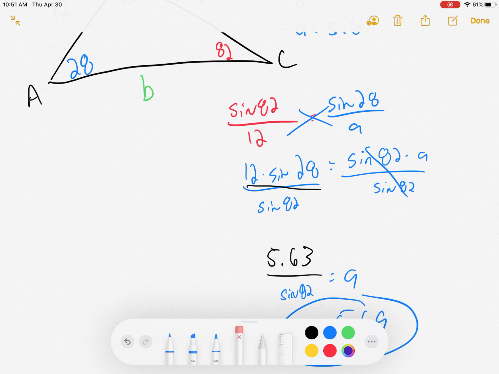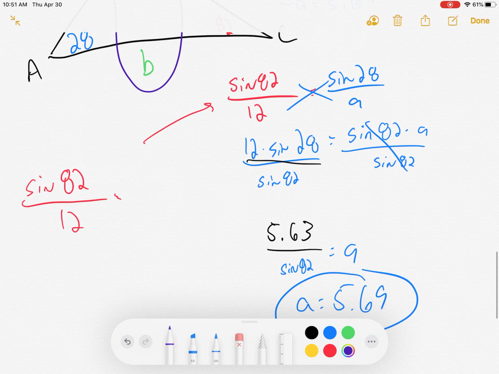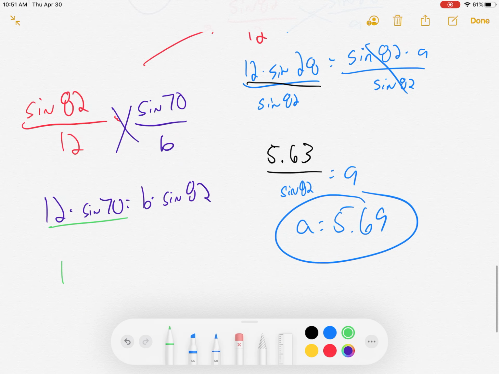So we can actually use part of the same proportion. We're going to use this exact same part right here. We're going to use the sine of 82 over 12 equals, we're going to use these two now, sine of 70 over b. Cross multiply. 12 times the sine of 70 equals b times the sine of 82. You can do this in a lot of different ways. This time I'm going to figure out what this is first. I'm going to do 12 times the sine of 70, which is 11.28.